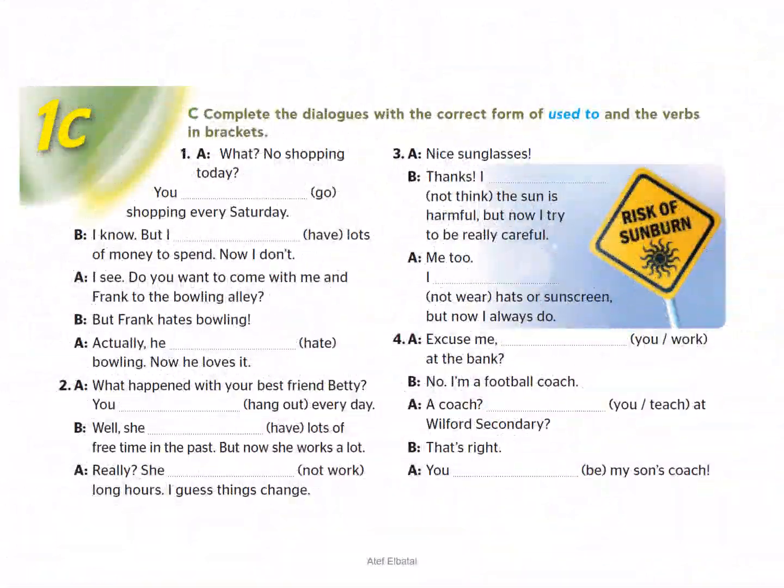Student book, number C. Complete the sentence with used to and use to. My dear girls, please pay attention. When I use used to and use to, I have after them a verb in the infinitive without adding anything. But when I say not, I will use didn't use to, not didn't used to. Understand me? Okay, take your time and try to find the correct answer. Number one.